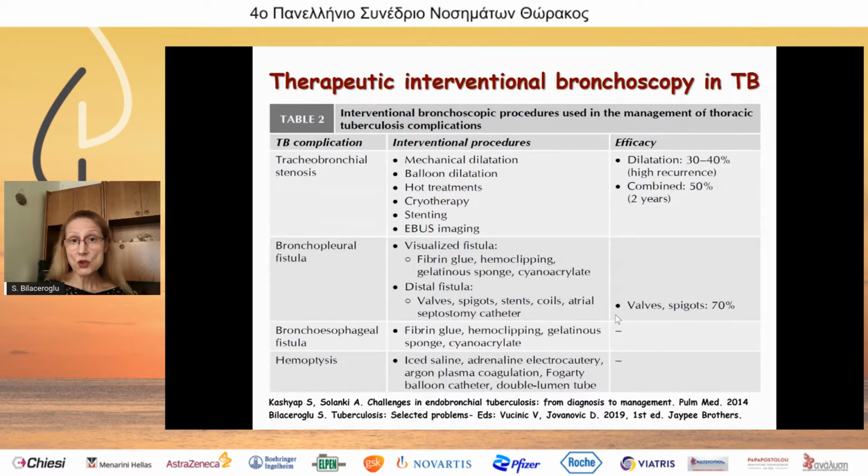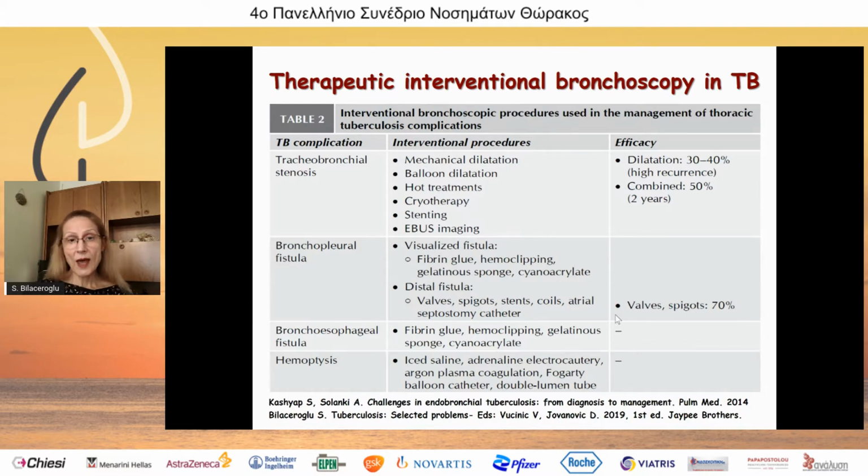If a fistula is visualized during the bronchoscopy, we can use fibrin glue, hemoclipping, gelatinous sponge, or cyanoacrylate that can close that orifice of the fistula. But if we cannot see the fistula during bronchoscopy, we have to use something to block the airway that is leading to the fistula area.